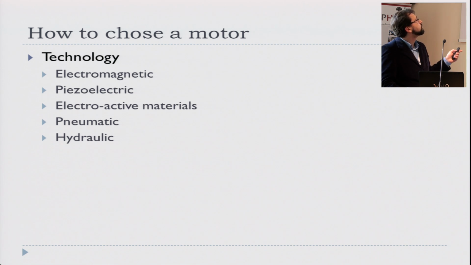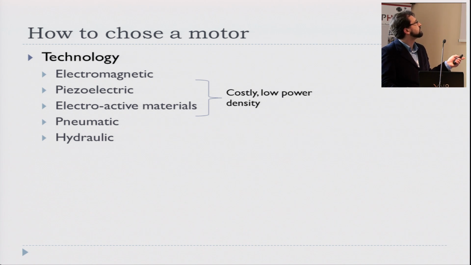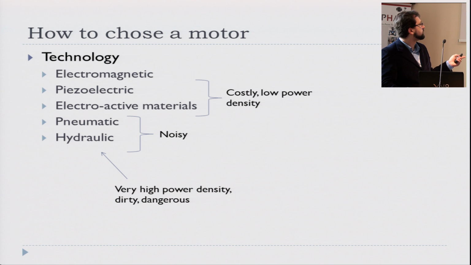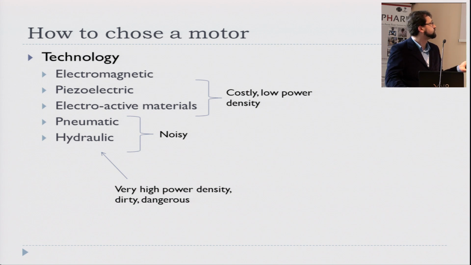If you want to choose a motor for your robot, the first thing you could think about deciding could be technology. There are electromagnetic motors, piezoelectric, electroactive materials, pneumatic, hydraulic. There's really a plethora of technologies that you can choose among. For example, these kinds of systems are costly and usually have low power density. And the other two here are noisy, for example. And the hydraulic has very high power density, but it's usually dirty and dangerous if you're not careful. So, I don't know, but let's stick with the electromagnetic, which is what most people usually choose.